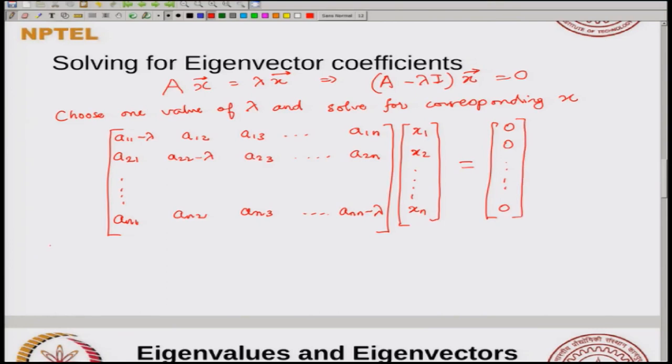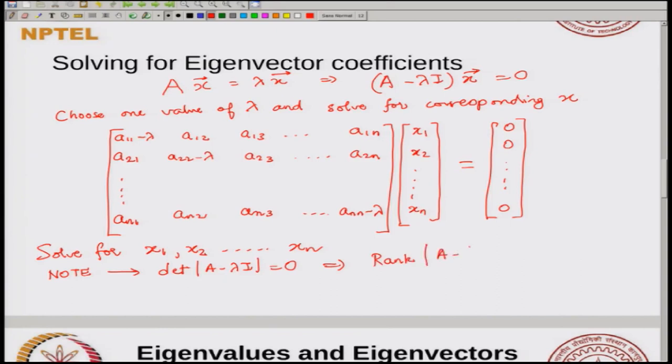So what we have to do is solve for x1, x2 up to xn. Note that the determinant of this matrix being equal to 0 implies that these equations are actually dependent equations. That means the rank of A minus lambda I is less than n.